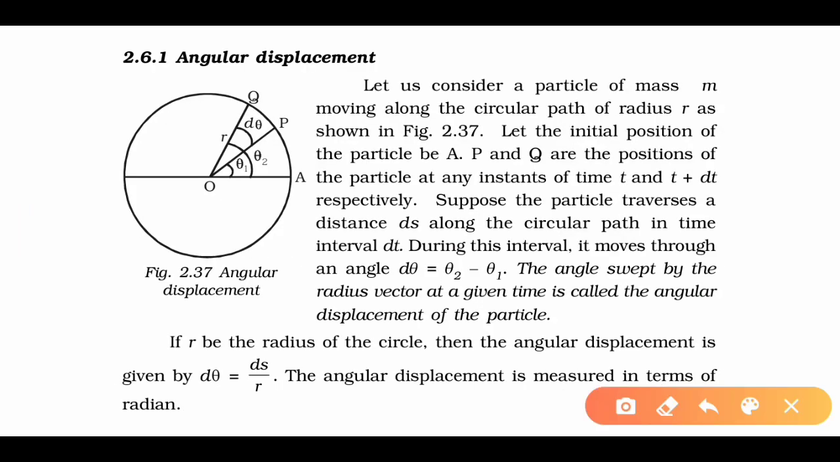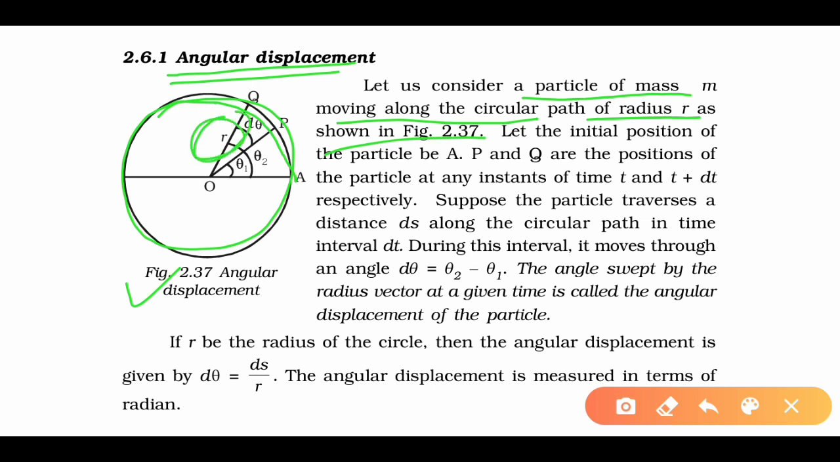Angular displacement. Now we will discuss new topic, angular displacement. Let us consider a particle of mass m moving along the circular path of radius small r as shown in the figure. You can see the figure 2.37, in which we have a particle which has mass small m, and that particle is moving in a circular path. You can see in this circular path, the radius of this circular path is small r. Clear?